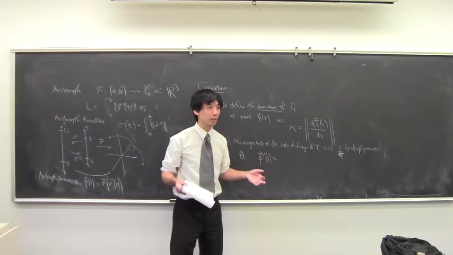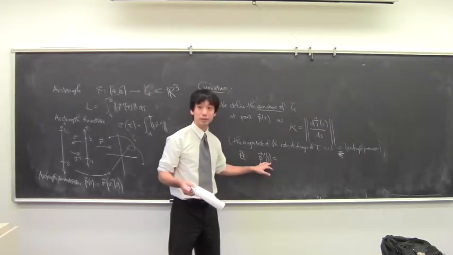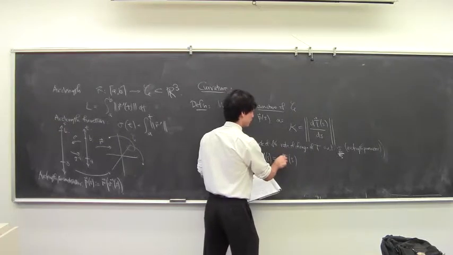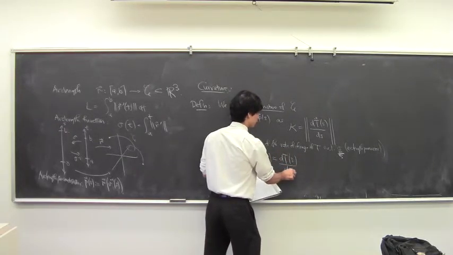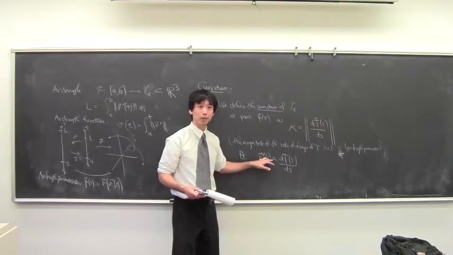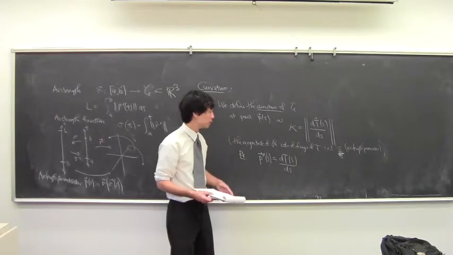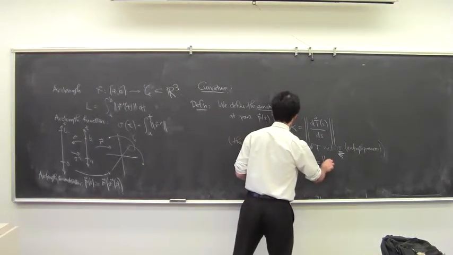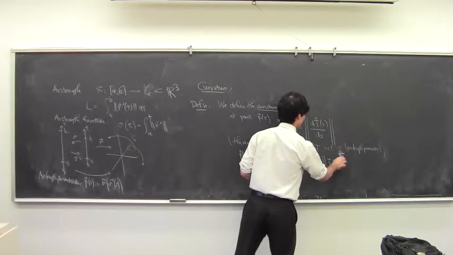What was special about the arc length parameterization? You get the unit tangent vector, right? So if I take the second derivative, then I get this thing. So the curvature is the magnitude of the second derivative of the arc length parameterization. Just to keep things straight, curvature is going to be the magnitude of the second derivative.